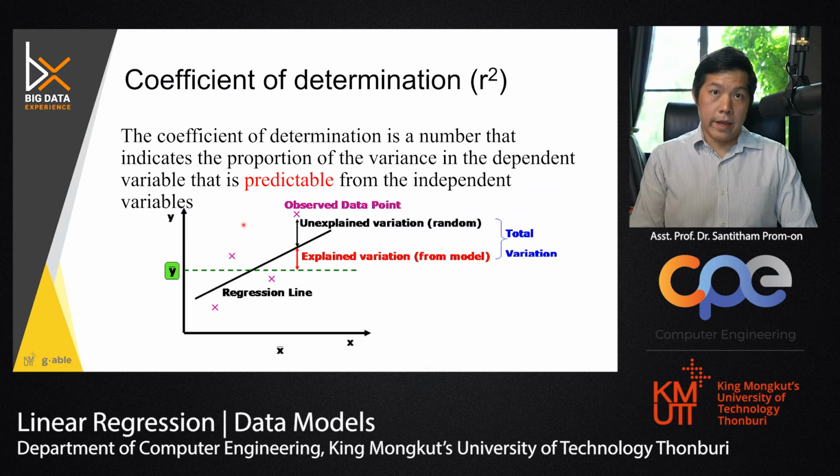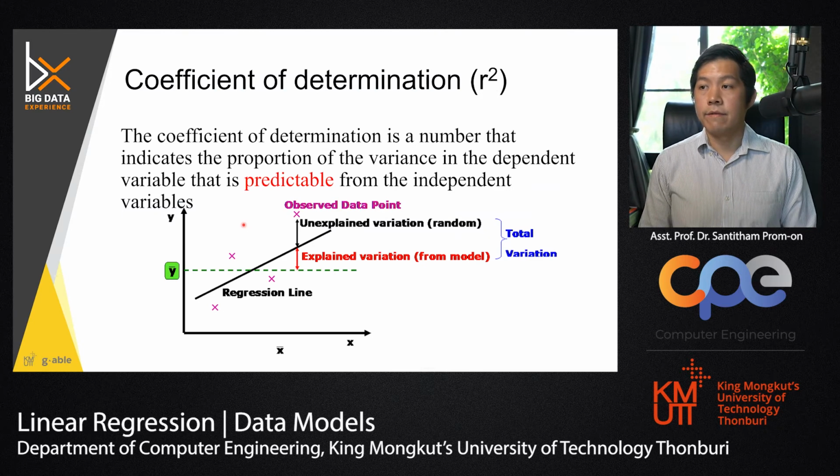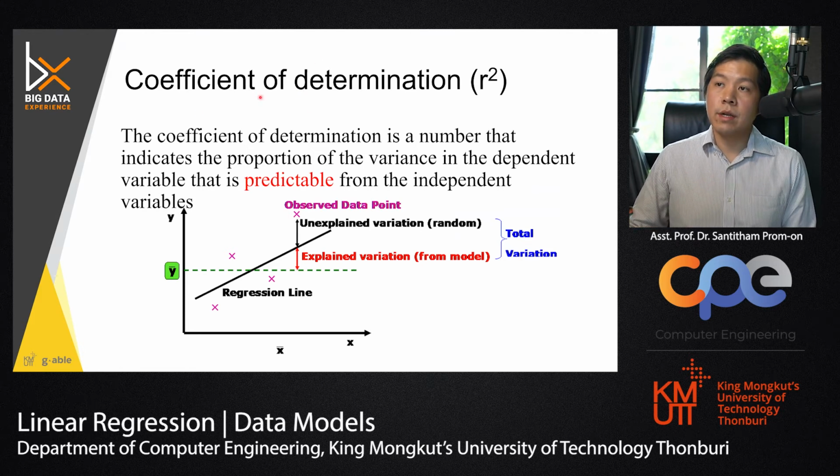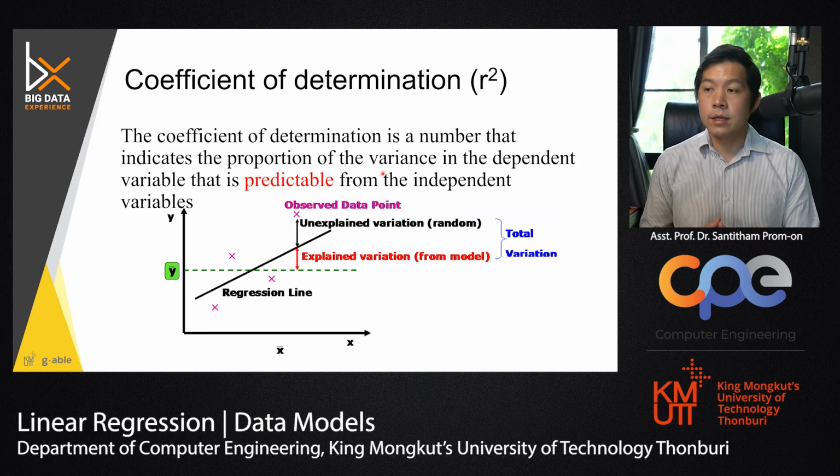But there is a better way to assess the predictability of the model. That is the use of the coefficient of determination, or R square. R square indicates the proportion of variance that the model can predict. To illustrate that, let's look at this figure.